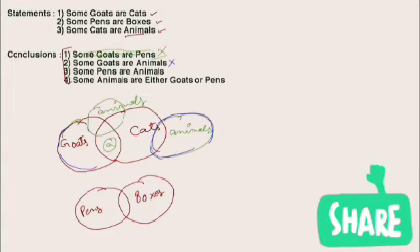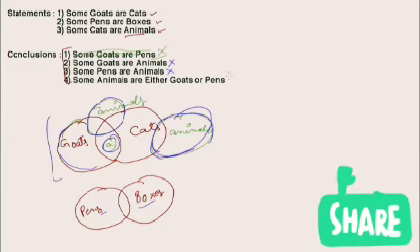Some pens are animals. There is no relation between the pens and boxes with this graph, so cut it out. Some animals are either goats or pens. Here are the diagrams for the animals. So animals can be this circle or this circle or this circle. So we can't conclude the fourth conclusion as well. So none of the conclusions follows.